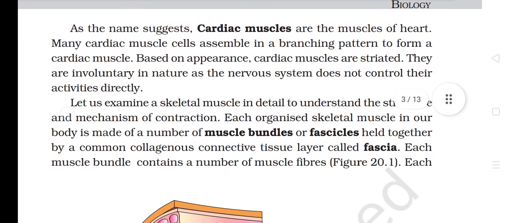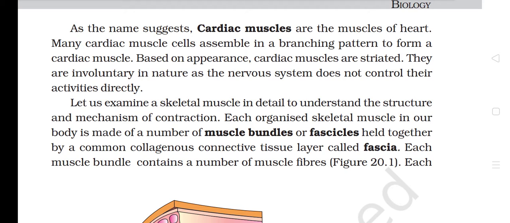As the name suggests, cardiac muscles are the muscles of the heart. Many cardiac muscle cells assemble in a branching pattern to form a cardiac muscle. Based on appearance, cardiac muscles are striated. They are involuntary in nature as the nervous system does not control their activities directly.